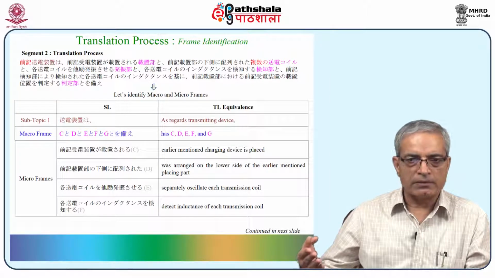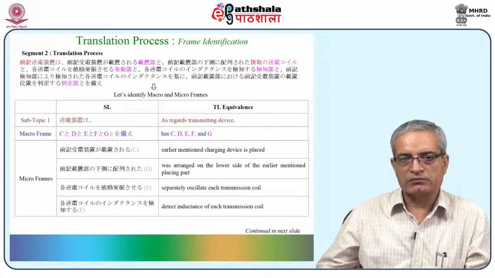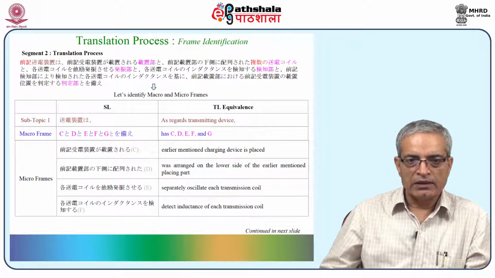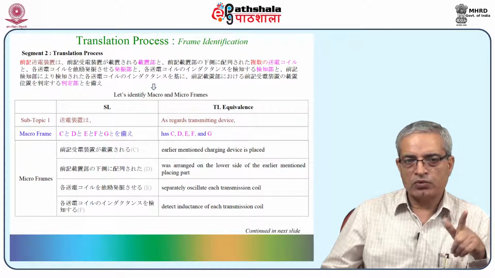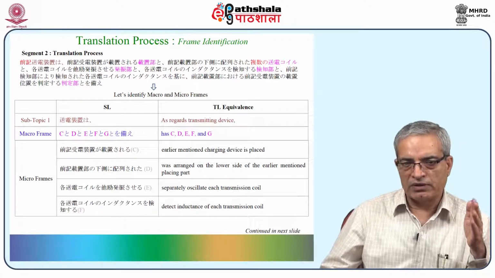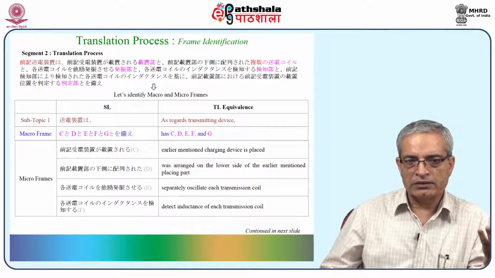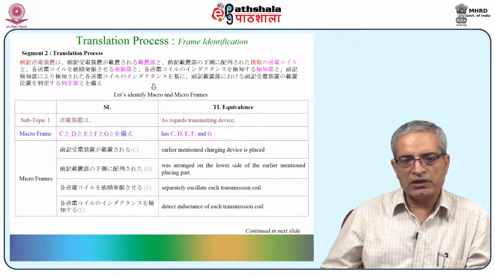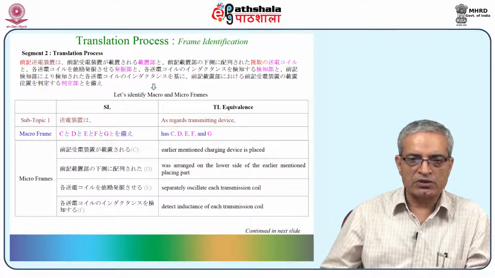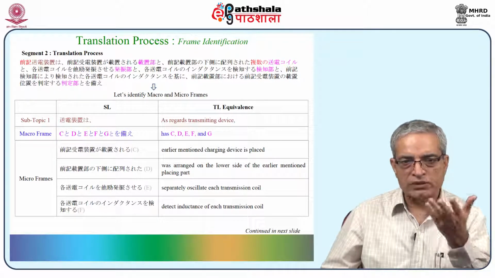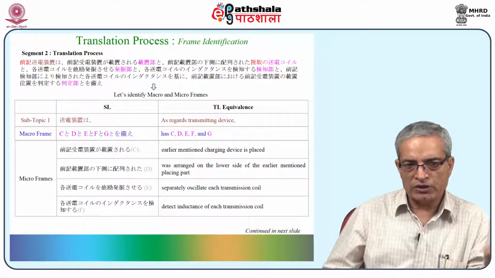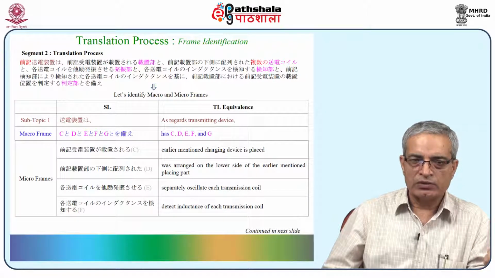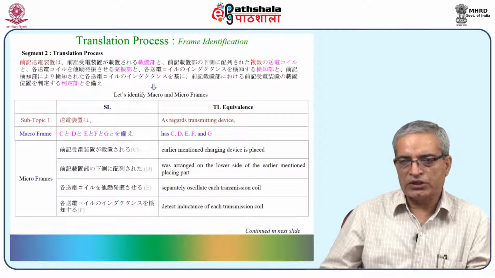So it was arranged on the lower side of the earlier mentioned something. And then kakusoden koiru, and here there are words which are difficult. You'll have to pick up these words from the dictionary. It's a kanji of tie or hoka. Then is stimulating, and it's a verb, so stimulate sareru. So it's separately oscillate each transmission coil, and it was hashin, so it is finely separately oscillated. Then kakusoden koiru no inductance o kenchisuru. So detect inductance of each transmission coil.